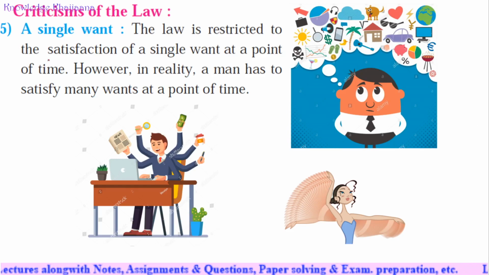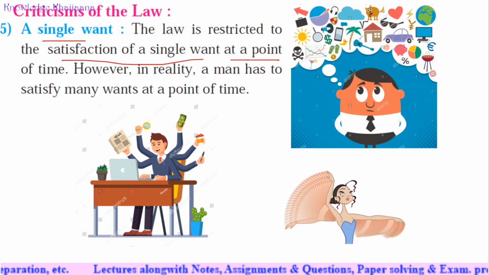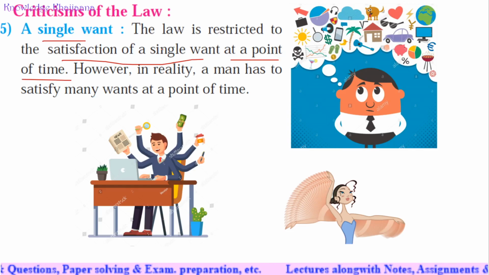Next assumption is single want. When we learn the assumptions of diminishing marginal utility, we learn single want. The law is restricted to the satisfaction of a single want at a particular point of time. While learning, a person should see why the assumptions are made, so that learning of any law is easy and simple.